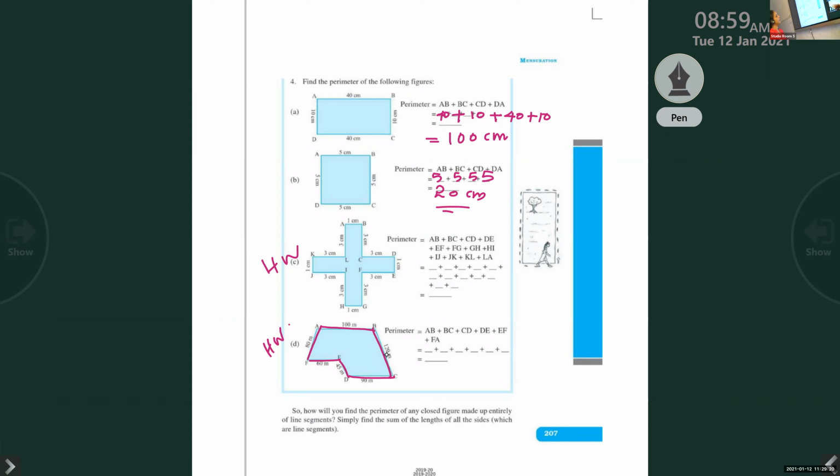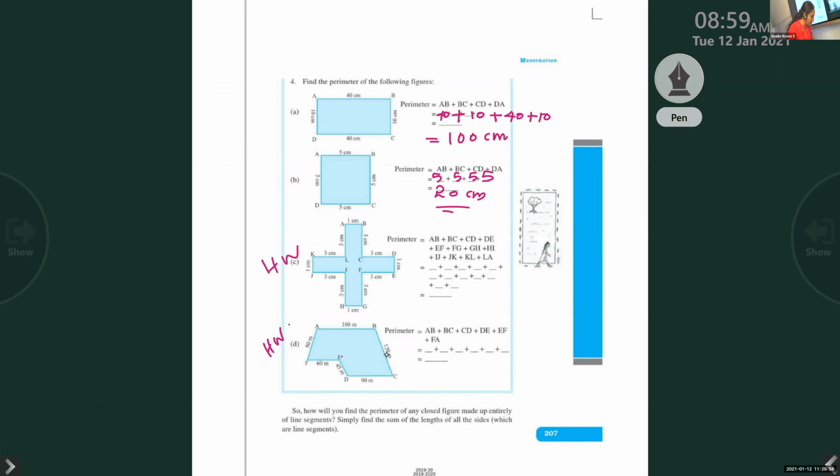Yes, children, so these two are homework. Page number 207, can you see? Which page number? 207, correct. Ma'am, should we draw the figures? You have to draw the figure. And on 207, which questions? I have written one, this one, C and D. That is the homework.